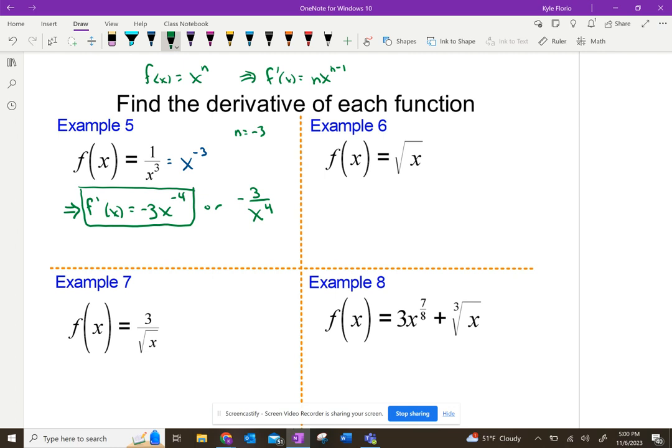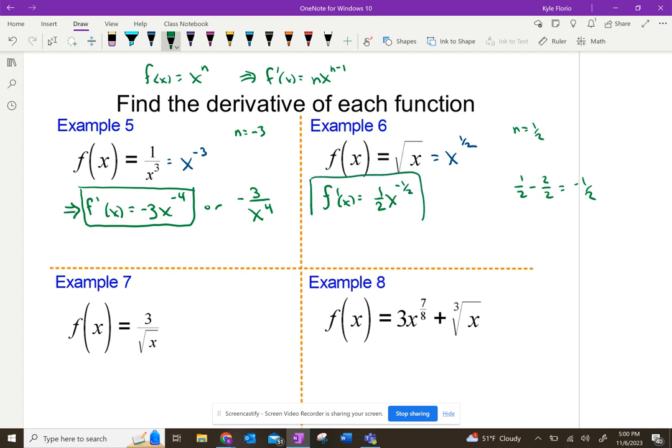So number 6, same deal. We need to rewrite this so it's in the form x to the n, or x to some power, and the square root of x is equivalent to x to the 1/2. So if I want to find the derivative of that function, n is going to be 1/2. So it's going to be 1/2 x to the 1/2 minus 1. 1/2 minus 1 is negative 1/2. So this just becomes 1/2 x to the negative 1/2.